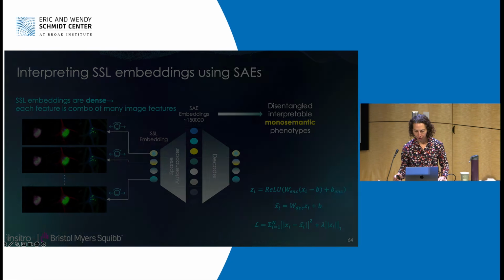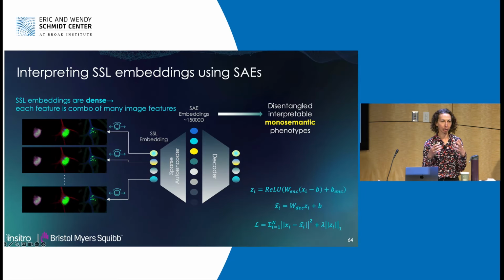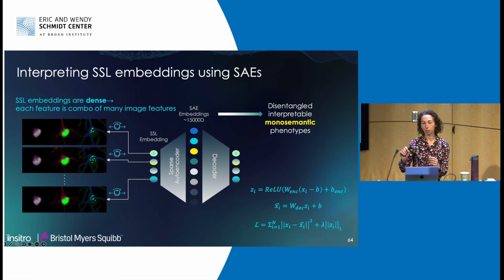So it seems promising, but these embeddings are really dense and very hard to interpret in this way because it's really representing a combination of different image features. So to this end, we've been turning to sparse autoencoders, or SAEs, to learn disentangled representations of our embeddings that get to more monosemantic concepts encoded in the embedding space.